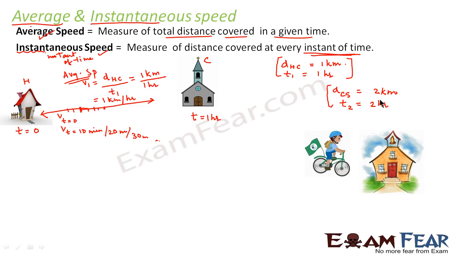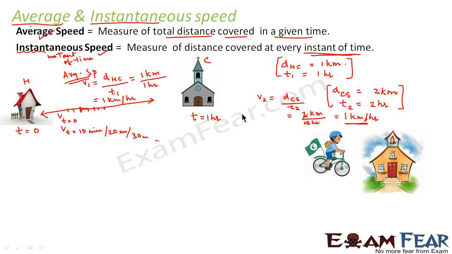So in a very similar way, how we calculated the average speed for the previous journey, we can calculate the average speed for this journey as well, right? So quickly let's calculate the average speed in this case. Here the average speed, let us denote it by V2, would be equal to the total distance traveled divided by the total time taken. That would be equal to 2 kilometers divided by 2 hours, so that will come out to be 1 kilometer per hour. So this would be the average speed between traveling from church to school.